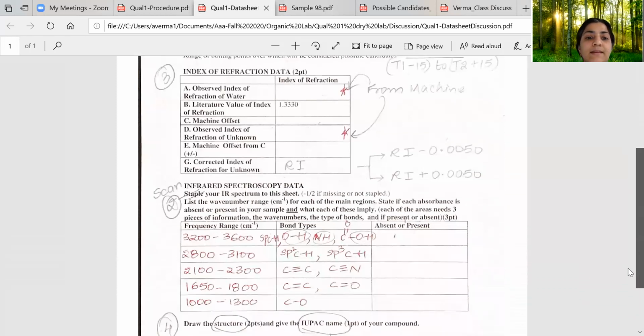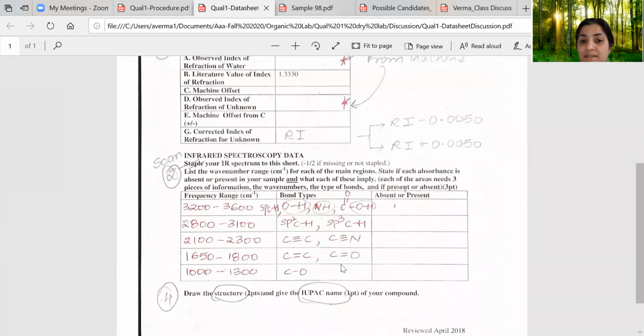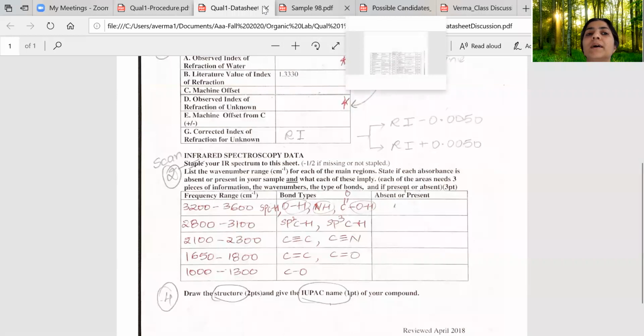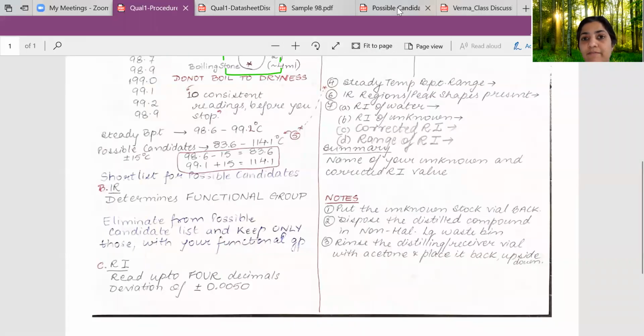So this is the second thing that you must do for solving the structure of your sample. Once you have figured out all the peaks, if they're absent, please state absent. If they are present, just record which peak type is present, sp3 or sp2 CH or things like that. So from your IR, you will be able to figure out what kind of functional group you have.